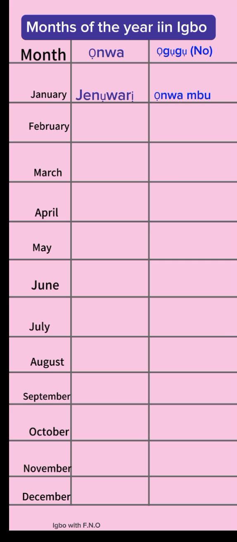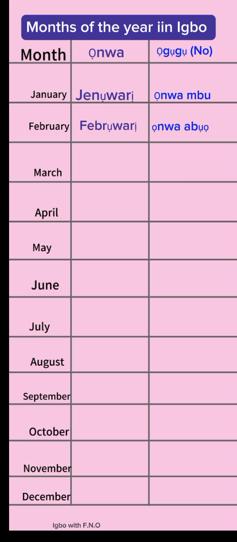January. Okay? We don't say January when we are speaking Igbo. We make it sound so Igbotic, like January. Ọnwa abụọ, meaning second month, we say February. Igbos don't say February when they are speaking Igbo. We say February. Okay?